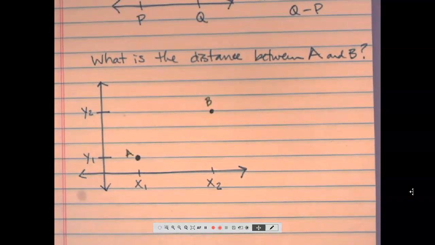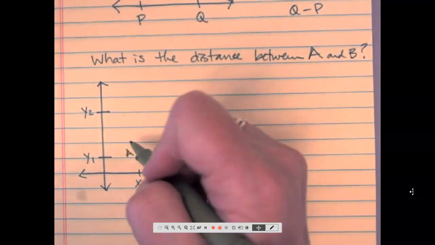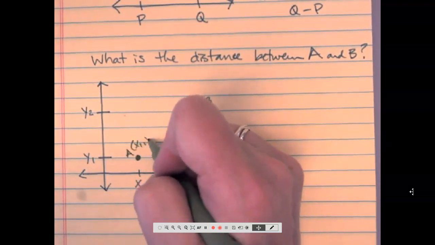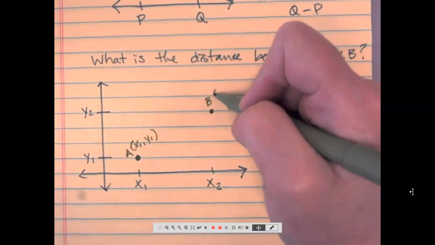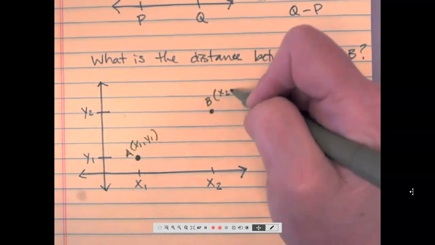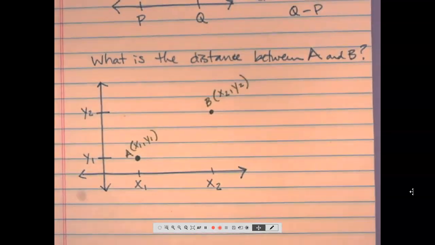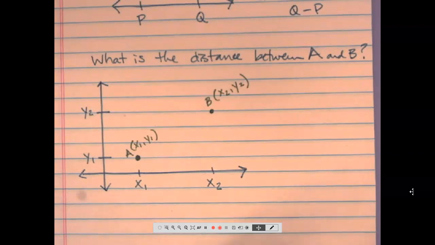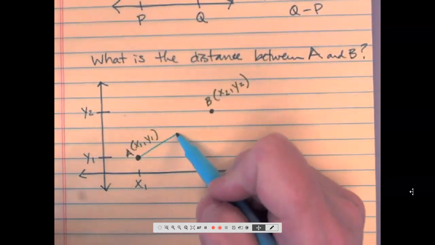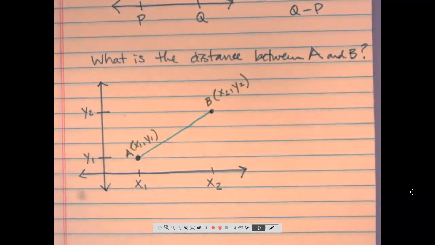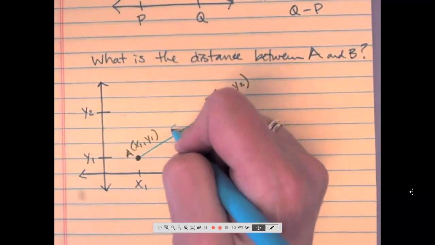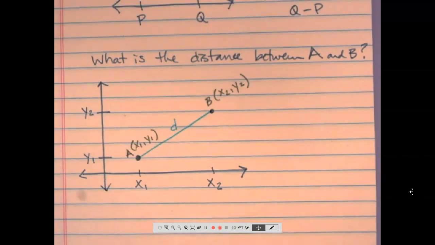Okay, what is the ordered pair at A? X1, Y1. And the ordered pair at B is X2, Y2. Okay, so what I'm asking you to find is this distance. I'll call it D for distance. I want to find the length of D.